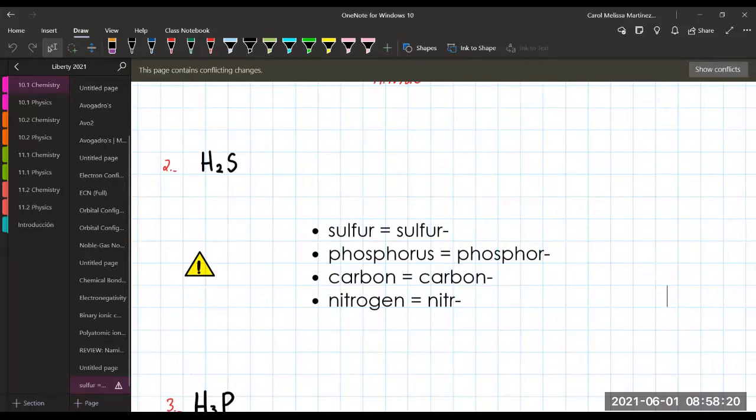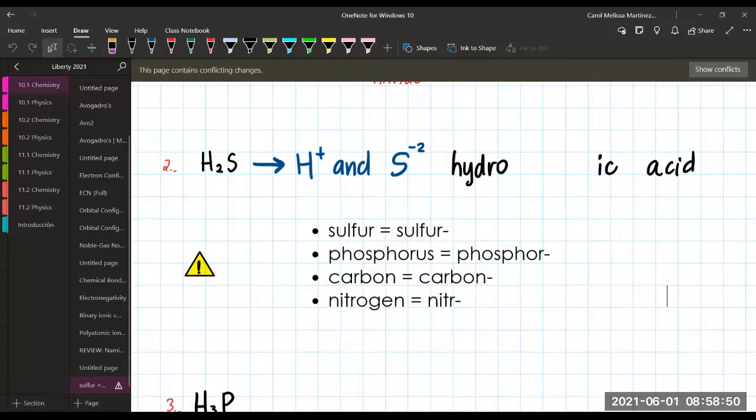The composition of this acid is hydrogen plus ions and S. What is the charge that we use for S? Negative 2. So what will be the name for this compound? Hydrosulfide. Sulfuric acid, that is perfect. Hydrosulfuric. Hydrosulfuric acid.